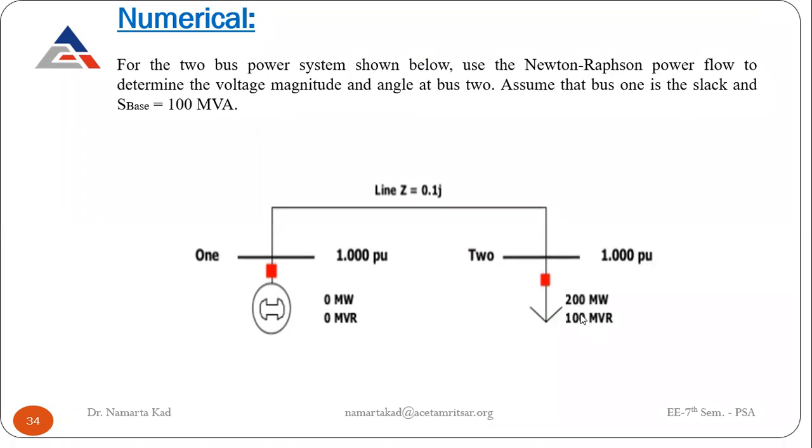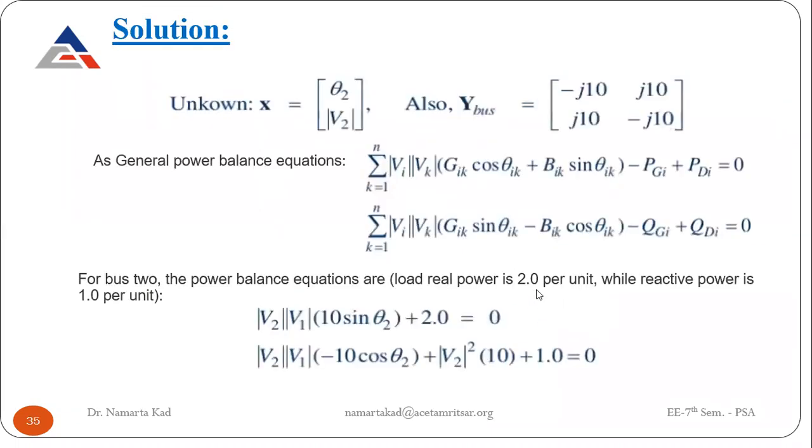So real power is 2 per unit and reactive power is 1 per unit, by dividing the actual values with the base value that is given in the question. These equations are now written as V2, V1. We are going to calculate for bus number 2, so our ith bus is 2.